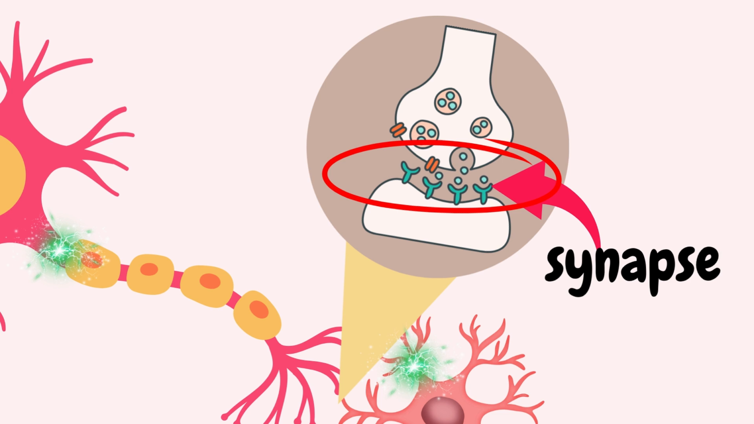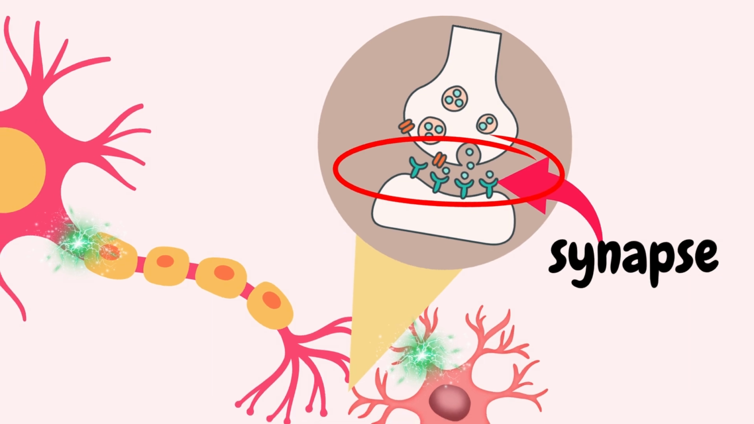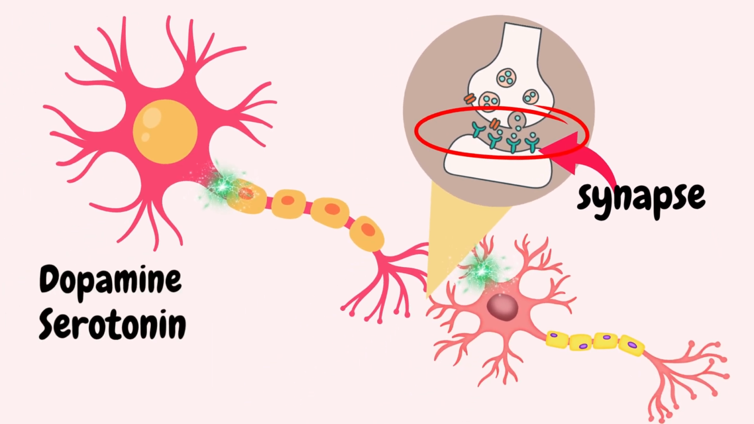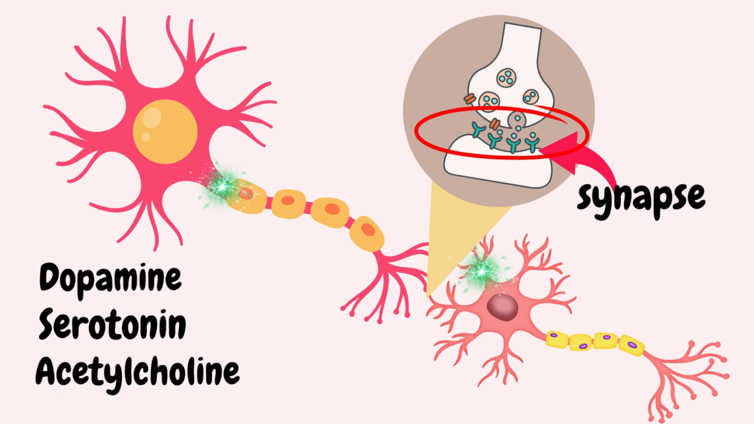If the signal is excitatory and strong enough, it may trigger a new action potential in the receiving neuron, continuing the chain of communication. If it is inhibitory, the opposite will happen. This electrochemical signaling process enables everything from simple reflexes to complex thoughts, emotions, and memory, and it forms the basis of how the nervous system functions. Some examples of neurotransmitters include dopamine, serotonin, acetylcholine, and others.